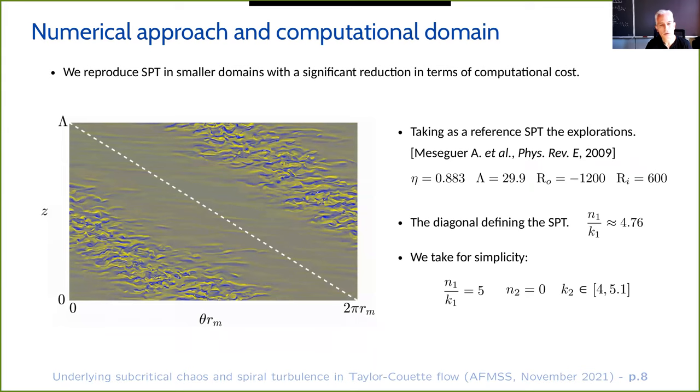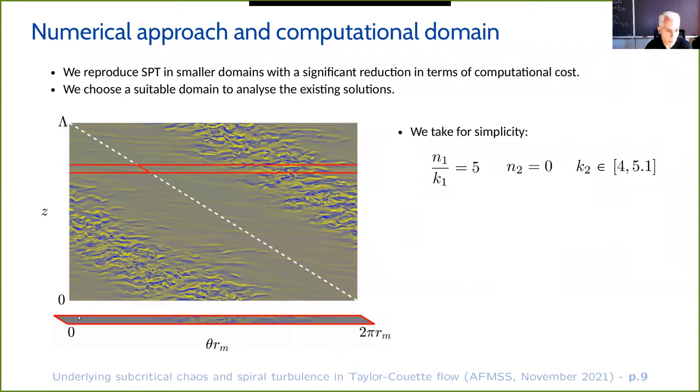For example, if you want to compute this spiral turbulence in this huge box, you may need 500 Fourier points here, or 250 Fourier modes in the axial direction, and nearly the same in the azimuthal one, and nearly 40 in the radial direction. But if you are capable of working with this thin domain, the number of modes that you require in this direction is not even 30. So the computational cost is remarkably reduced, and in this small box, the number of azimuthal modes that you require is even smaller.